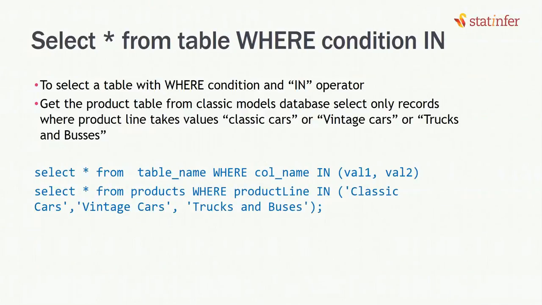This is one more example with a where condition, but with the IN operator. If you want to write where product line equal to classic cars, or where product line equal to vintage cars, or where product line equal to trucks and buses, instead of writing one condition with OR on all of them, for just one column and different conditions, you can just write where product line IN classic cars, vintage cars, trucks and buses. So you can use the IN operator.